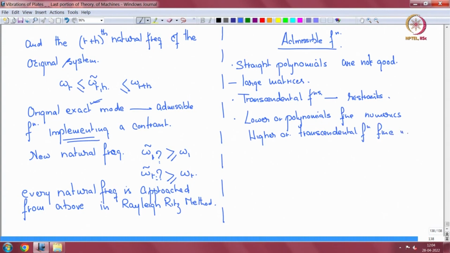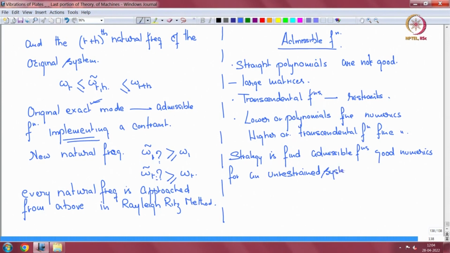So, the strategy is this: the strategy is to find admissible functions that are good in terms of numerics for an unrestrained system, and then use penalty functions. That is the strategy.